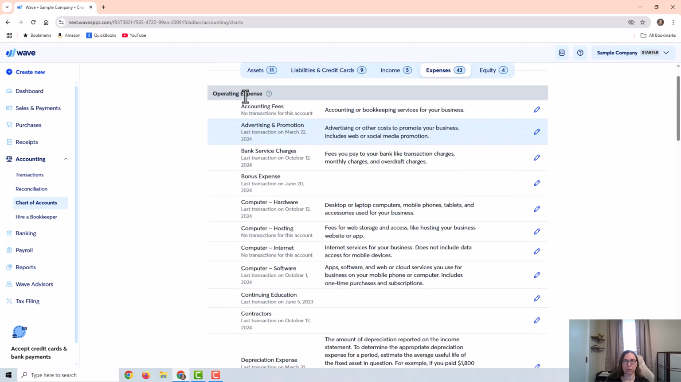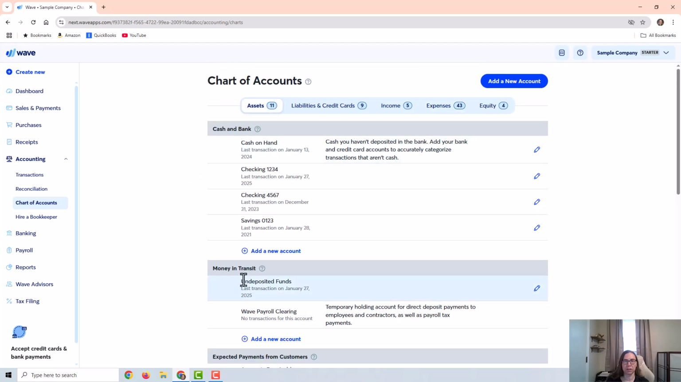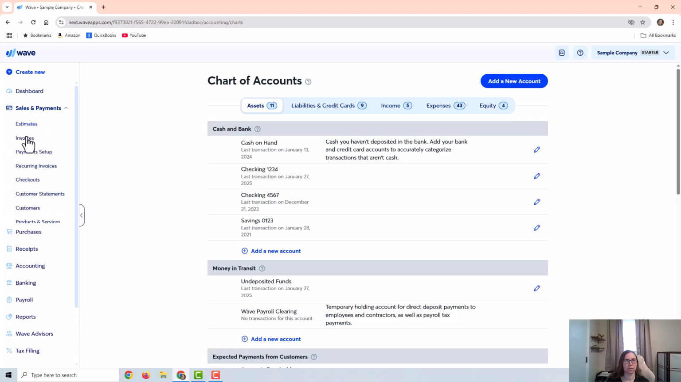And then I also want to mention that instead of using a money in transit account, I have seen some people set up a PayPal cash in bank account, which could work. You would just follow the same guidelines that I'm going to do in this video, but instead of using the undeposited funds account, you would replace it with your PayPal cash and bank account. So let me walk through some transactions so I can demonstrate this.